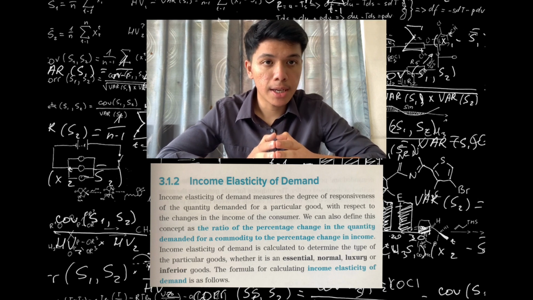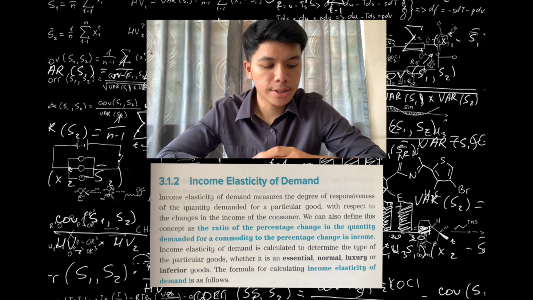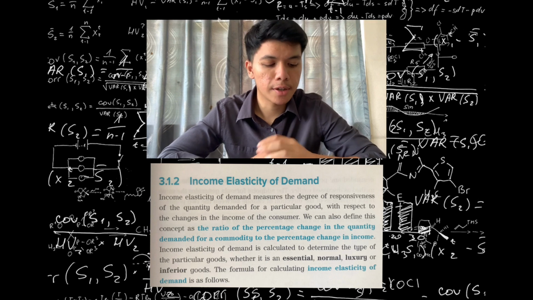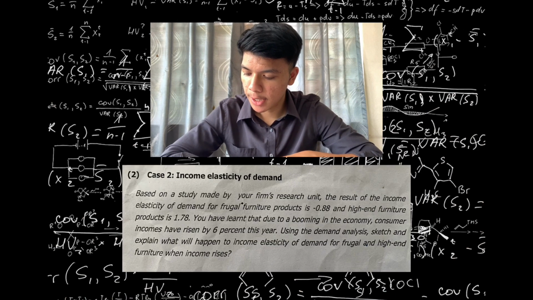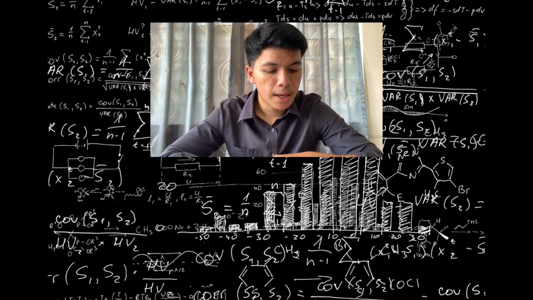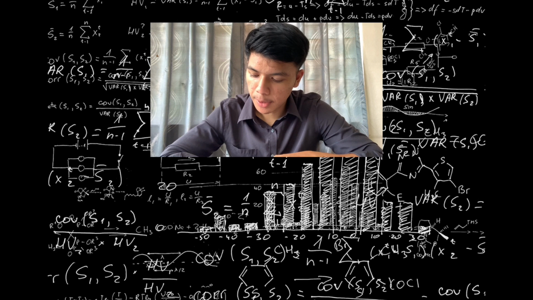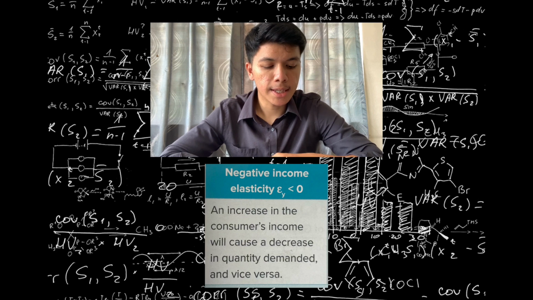Income elasticity of demand is calculated to determine the type of the particular goods, whether it is essential, normal, luxury or inferior goods. From case 2, the statement based on the study says the income elasticity of demand for frugal furniture product is negative 0.88. So the degree of responsiveness is negative. This means an increase in the consumer's income will cause a decrease in quantity demanded and vice versa.